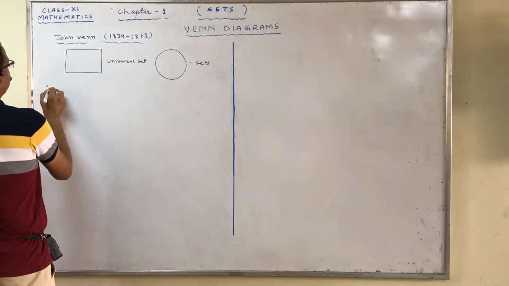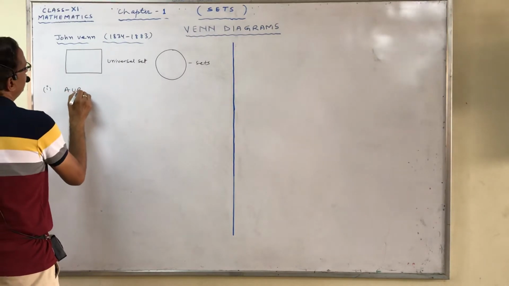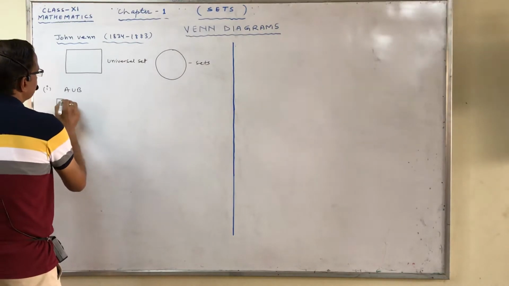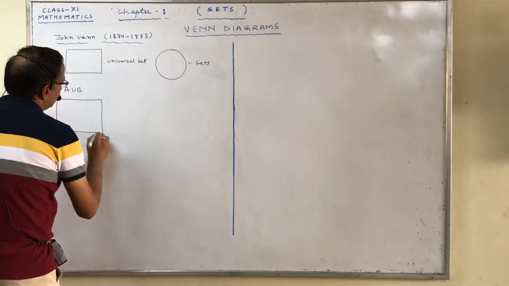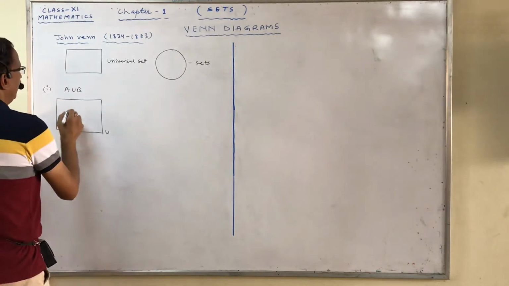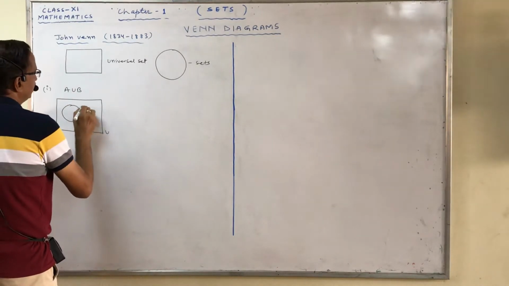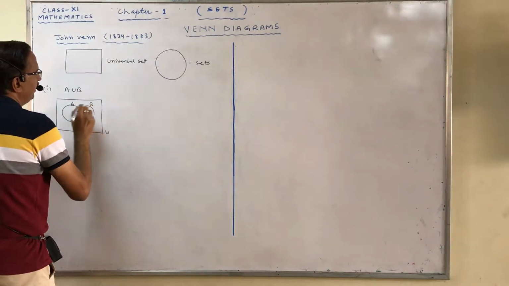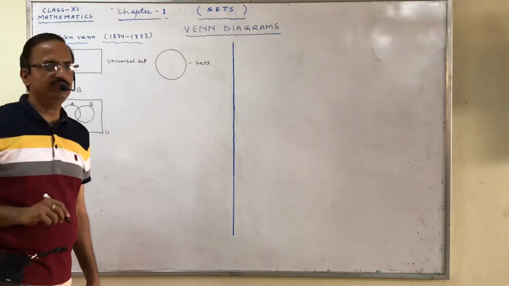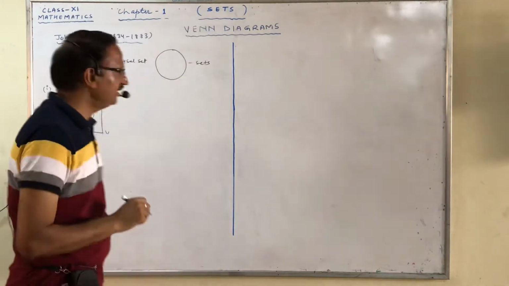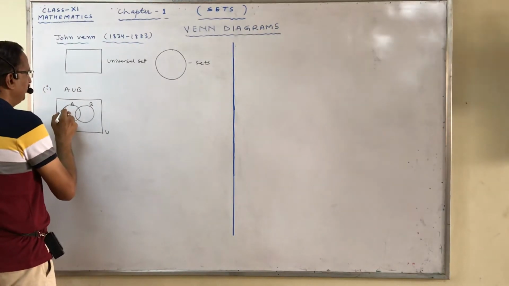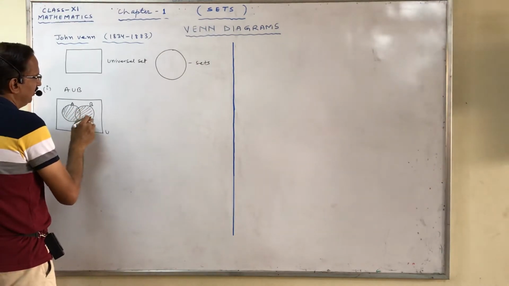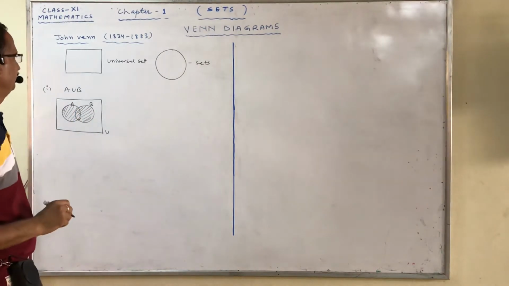First operation I am taking A union B. For this we will draw like this. This is universal set and these are the two sets. This is set A and this is set B. Now A union B means all the elements of A and B. So both A and B will be shaded. This shaded portion represents A union B.